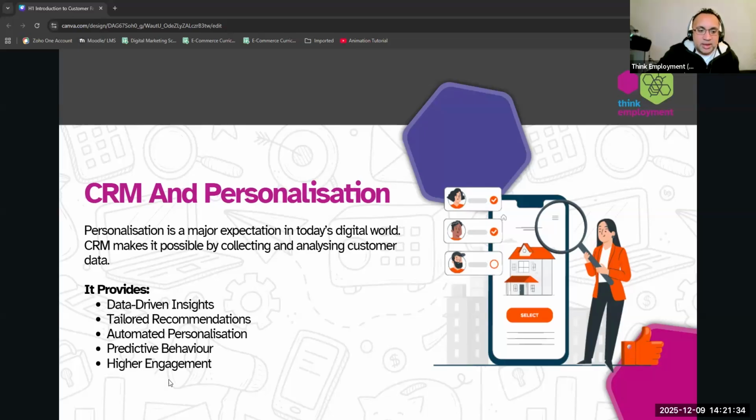So predictive behavior is from their past interactions with your platforms, and you're predicting what they're going to do next. When are they dropping off? When are they buying? All of this, and it leads to higher engagement.